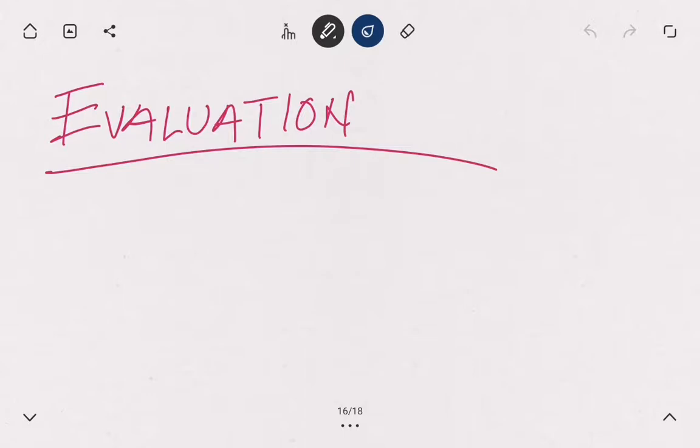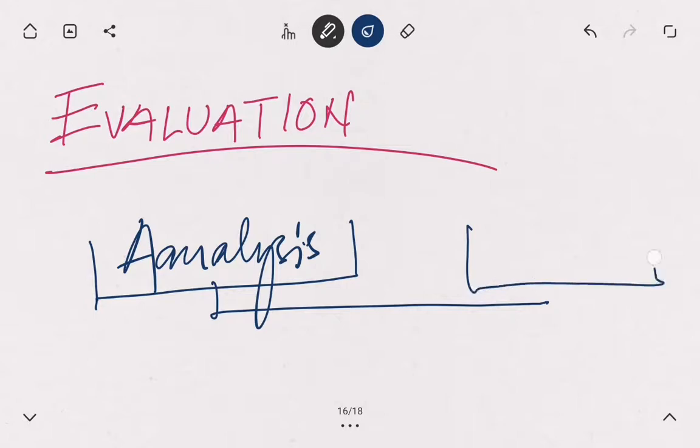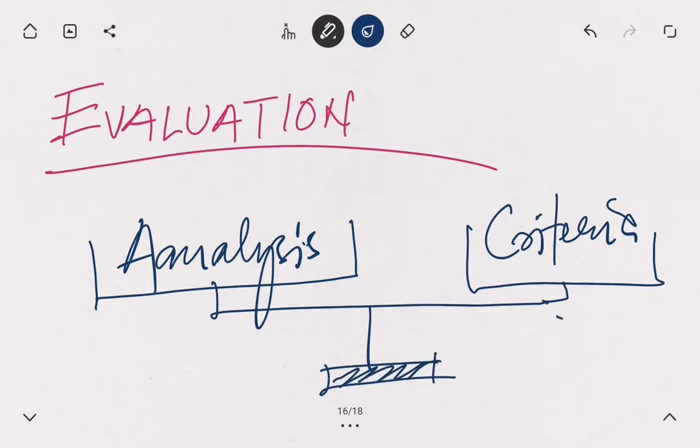Evaluation. Yes, this is the next step. So when we do the analysis, we will compare the analysis with the criteria. This comparison gives us the evaluation. This process is called evaluation. Now, what is this criteria? Yes, that criteria is the acceptable or the allowable level of hazard. This is a criteria which is defining the safety.